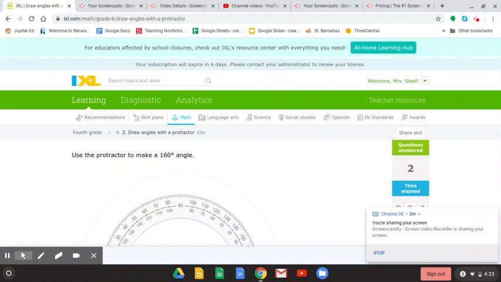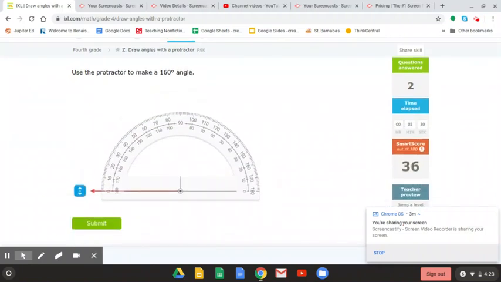Okay, next one. Use the protractor to make a 160-degree angle. That's big. That's way more than 90 degrees. So make sure you put it there, and then you really look at it and you'd be like, okay, is this bigger than 90 degrees? Yes, this is an obtuse angle.